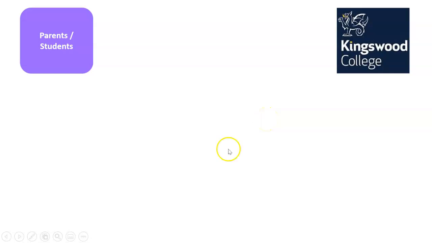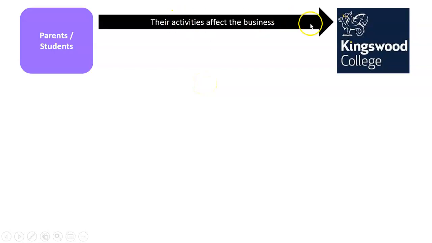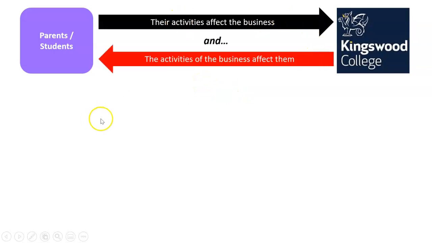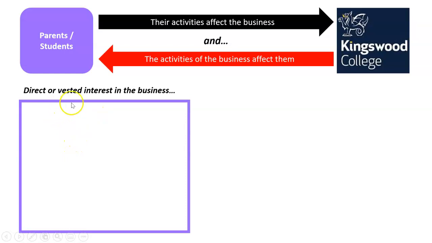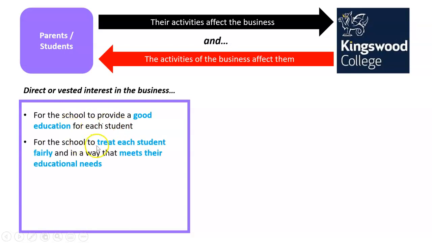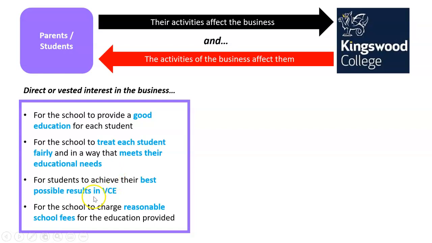So let's take an example. Let's say at our school, Kingswood College, we've got parents and students. You are a stakeholder of the school. This school's a business. So your activities affect Kingswood, and Kingswood's activities affect you. Let's have a look at the direct or vested interest of parents or students with their school. Well, there's many, but we could say some are for the school to provide a good education, for the school to treat each student fairly and in a way that meets their educational needs, for students to achieve the best possible result in VCE, and for the school to charge reasonable school fees for the education provided. These are your direct or vested interests.